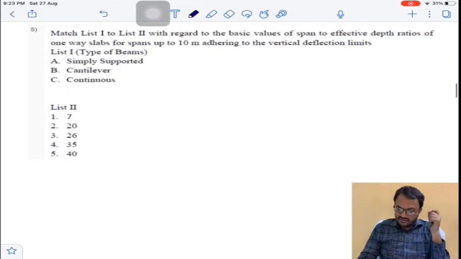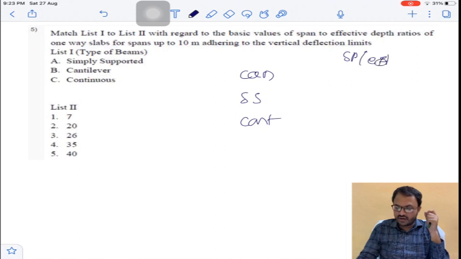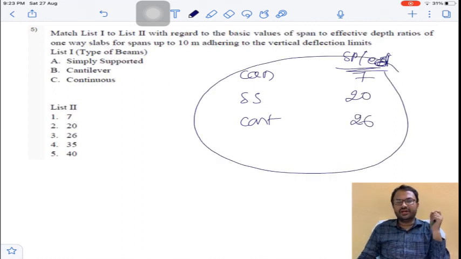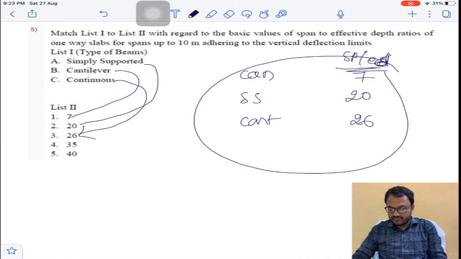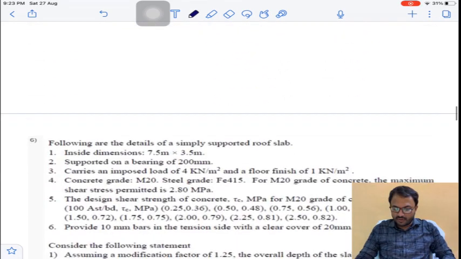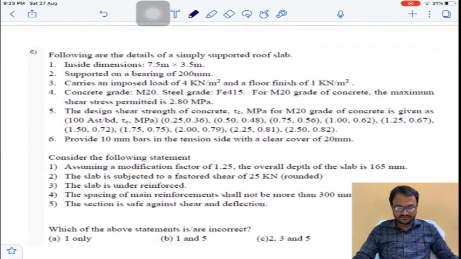Now, for the type of beam, if it is cantilever, simply supported or continuous, the span to effective depth ratios, where effective depth is small d, are 7, 20 and 26. Very important, you need to remember these values. Cantilever 7, simply supported 20, continuous 26. You can match them properly.